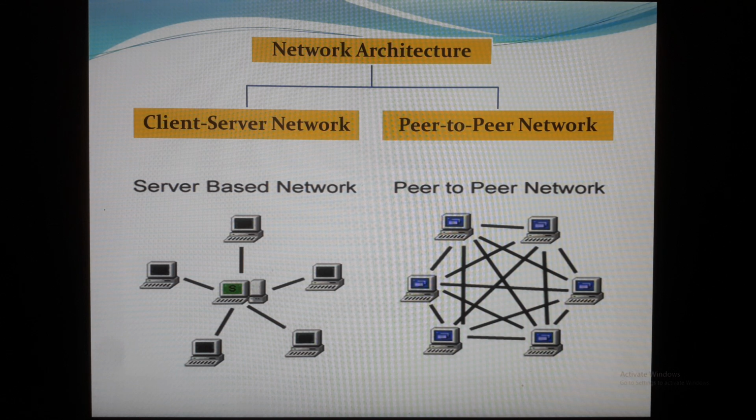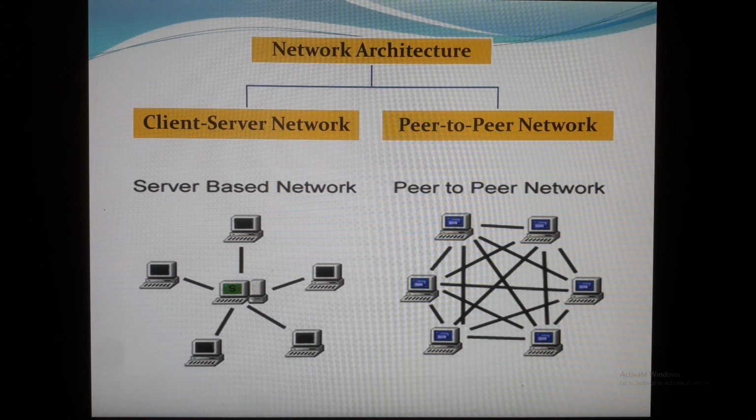If you go through the block diagram of both types of network, you will see in server-based network there is a main server that controls all other clients or computers. But if you go through the peer-to-peer network, you will not see the main server. It means all the computers act as a client and they also act as a server. Now let us go through both the types of network one by one.